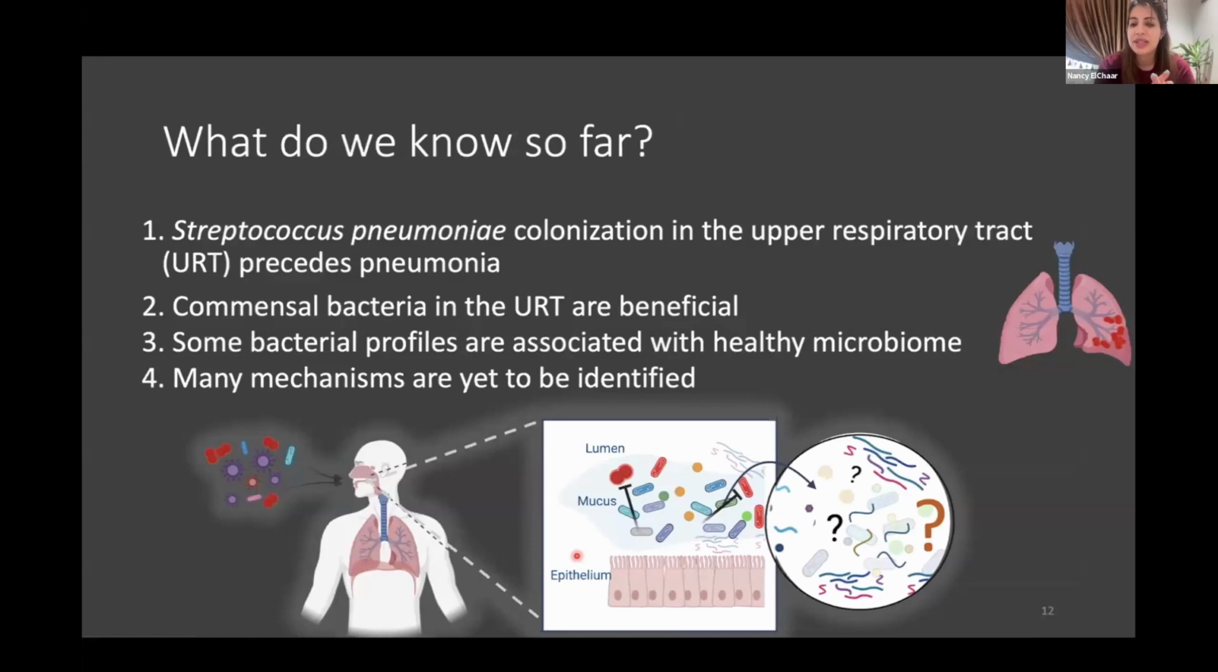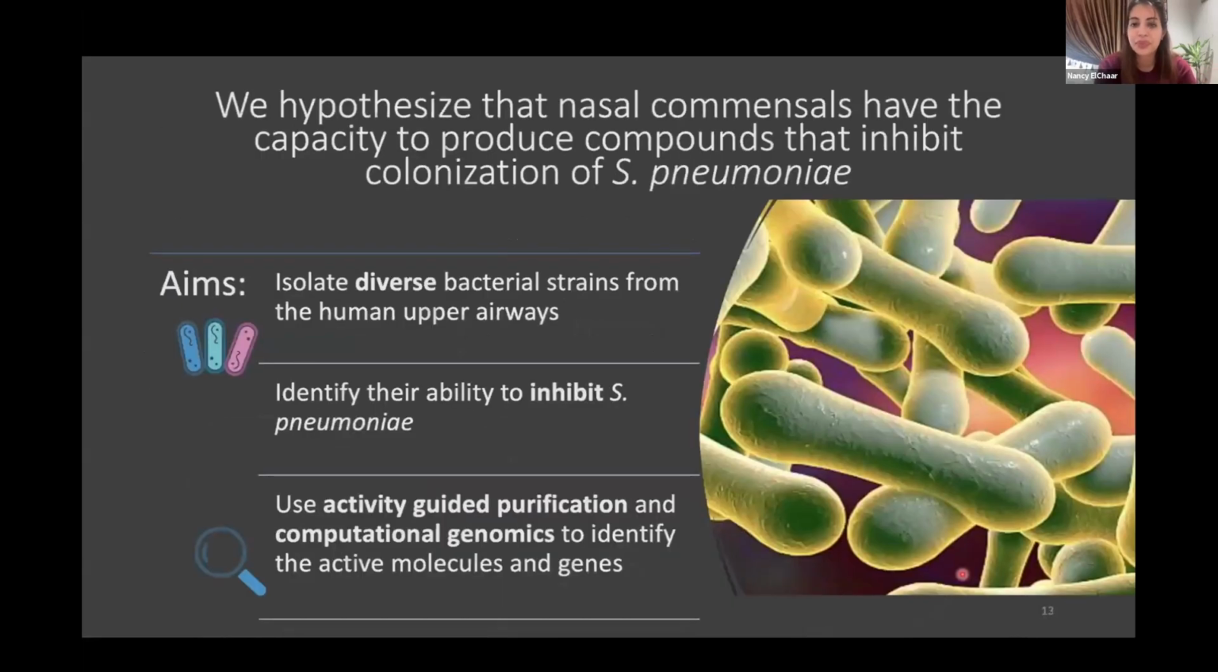And we know that commensals in the upper respiratory tract can protect against this colonization. And we have profiles of healthy individuals that can help us predict which groups are associated with this protection, but a lot of the mechanisms are still unknown. So we believe that there are multiple mechanisms that prevent Streptococcus pneumoniae colonization that are yet to be identified and described, and this is what we're aiming to do.